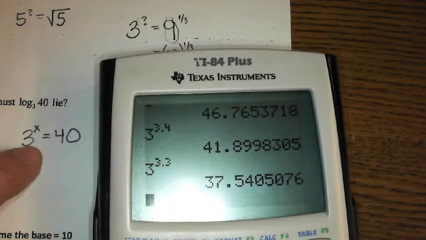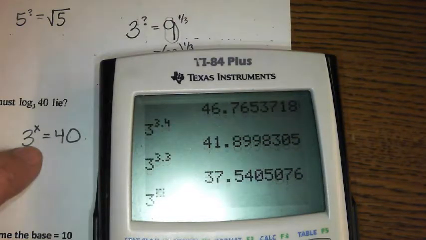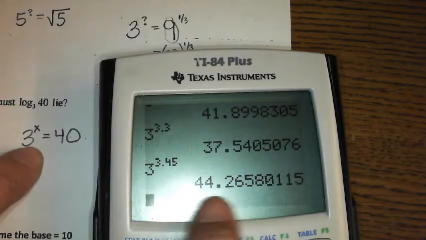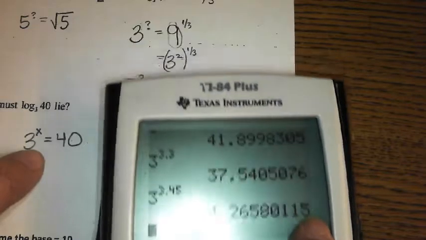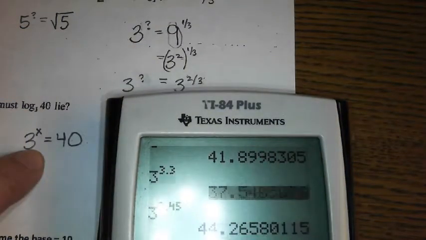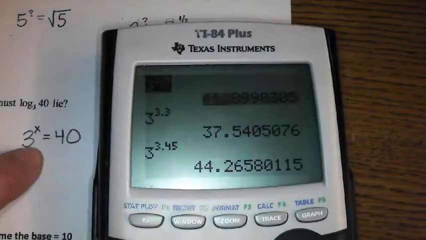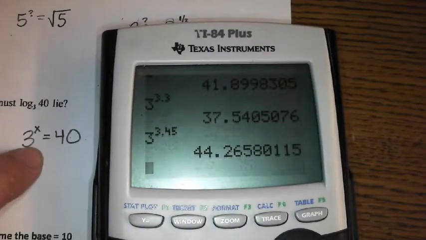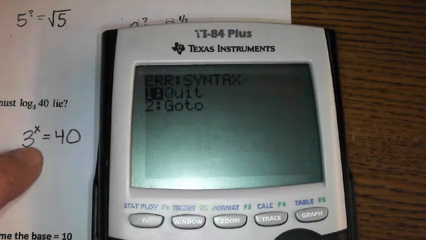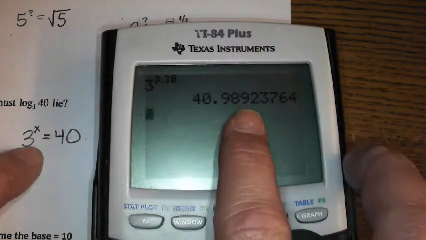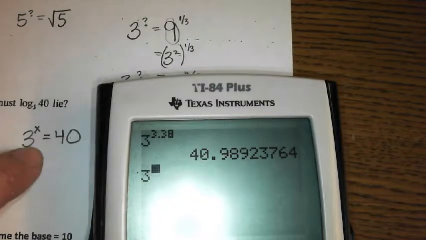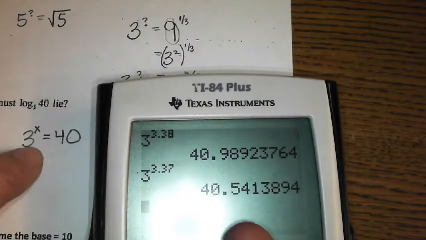But what if it asked you to round to the nearest hundredth? So if I did 3 to the 3.45, too high. Well, actually, 3.4 was too high, so anything 3.41 is going to be too high. So maybe I do 3.38. That's a little too high. 3 to the 3.37. I mean, this game could go on.